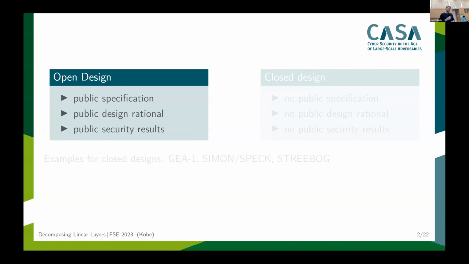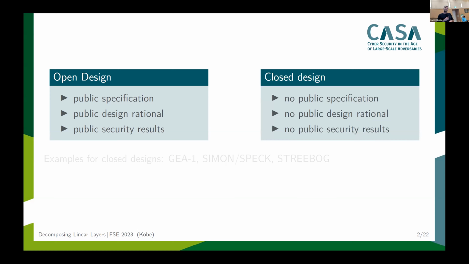I'm going to talk about designs that don't follow the best practice, maybe. So there are certainly open designs, cryptographic designs, where you have a public specification, where you have design rationales and security arguments. But there are also closed designs where, for one reason or the other, not all of this is fulfilled. So maybe we don't have a public specification, maybe we do not have design rationales, or maybe we don't have security analysis.